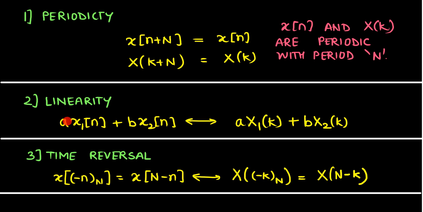The next property was linearity property, and in that we had considered the linear combination in time domain. So we have a into x1 of n plus b into x2 of n, and its corresponding DFT is obtained as again a linear combination with same constants. So we have a into x1 of k plus b into x2 of k, and this is the linearity property. The third property which we had seen was time reversal. That is, if we circularly flip in time domain, which can also be written as x of minus n mod N, then we are again going to get a circular flip in the frequency domain, that is x of minus k mod N, which can be written as x of N minus k.